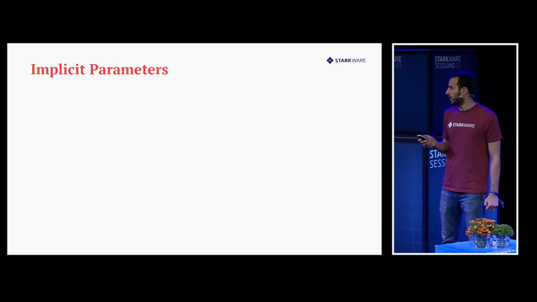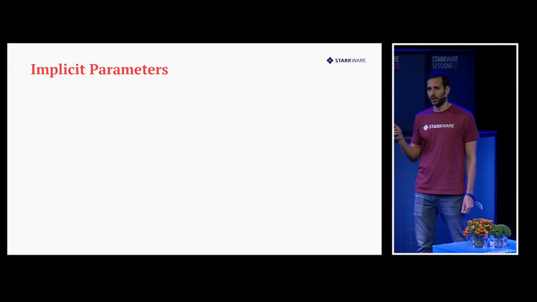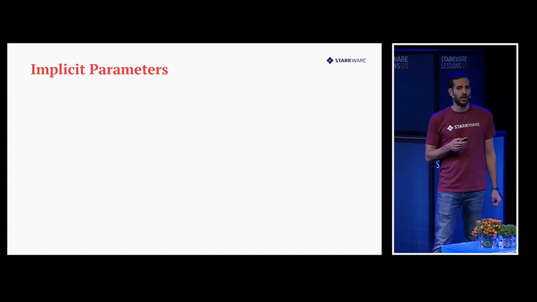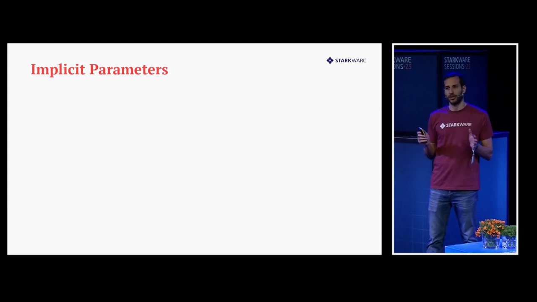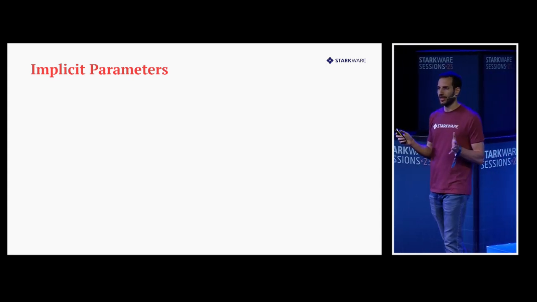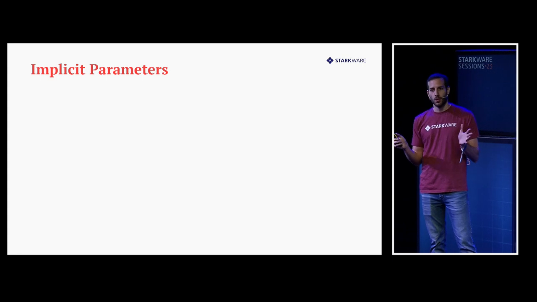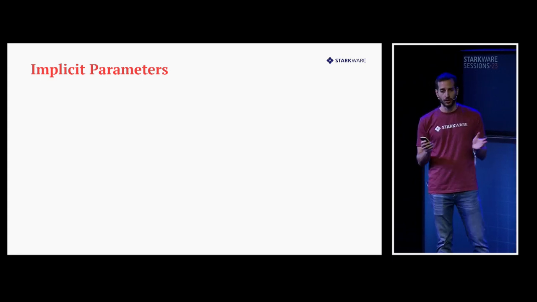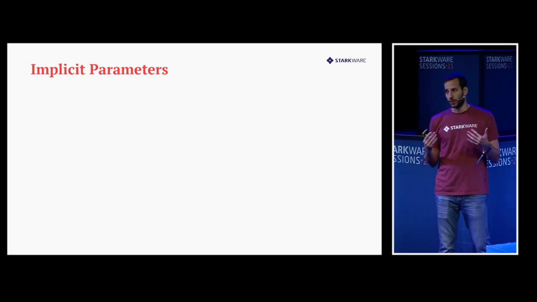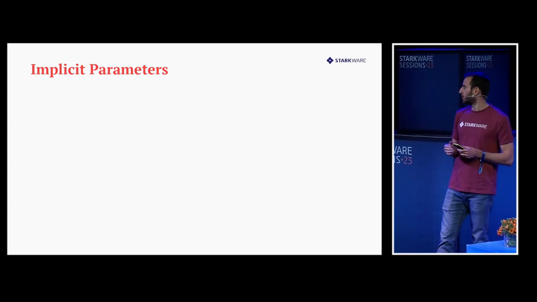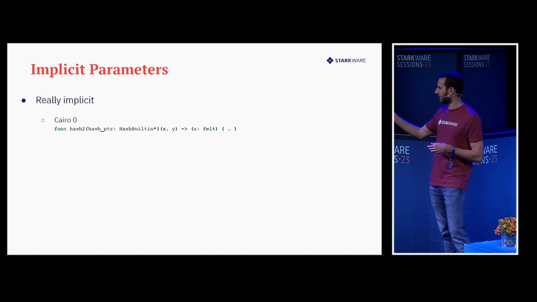Implicit parameters. Implicit parameters are a concept you might know from Cairo 0. The idea is that we have some parameters or types that we pass to many locations in our code. So instead of writing them again and again in every function, we wanted implicits. In Cairo 0, it looks a bit like this.